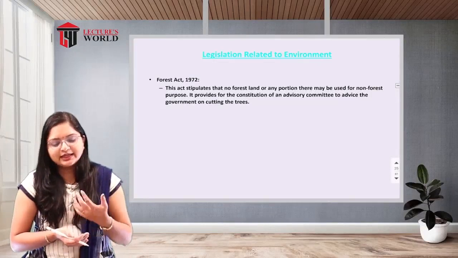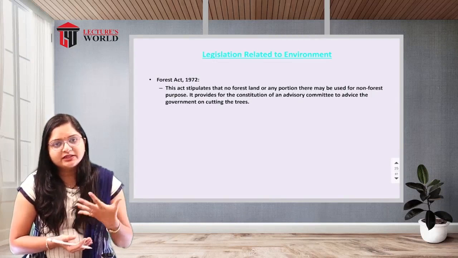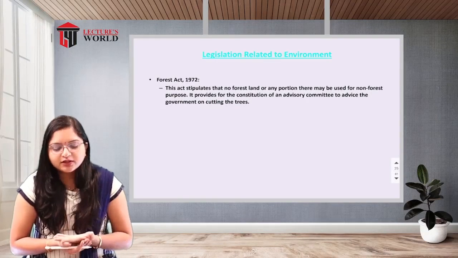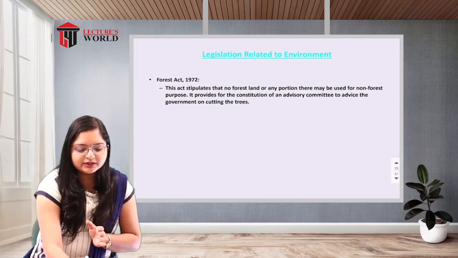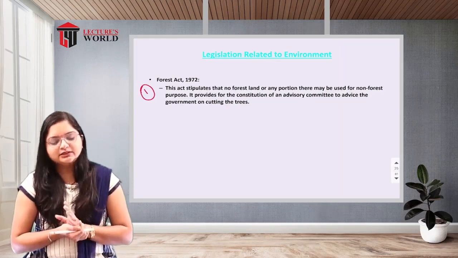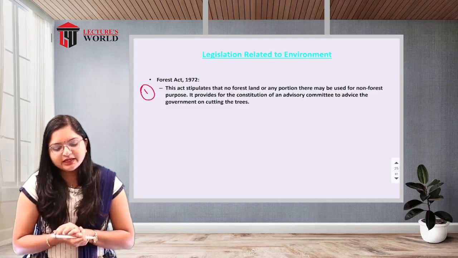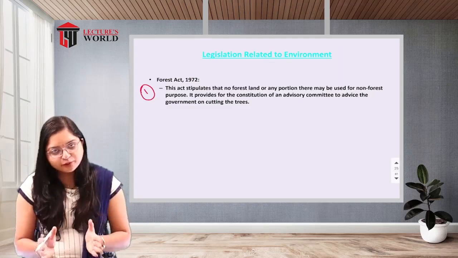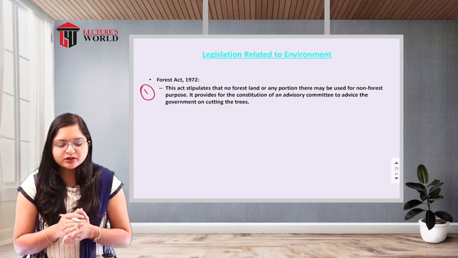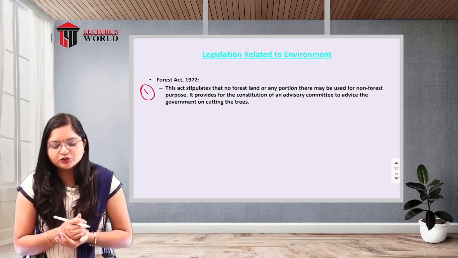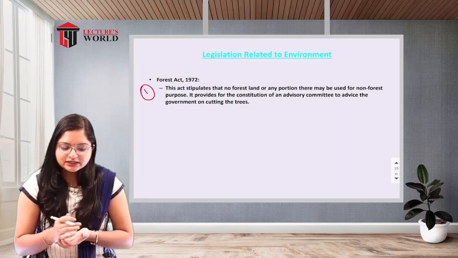Now we'll see the different legislations related to the environment. So in India, there are so many different legislations or laws for the betterment of the environment. In that, the first act which was formulated for environmental betterment was the Forest Act in 1972. This act basically stipulates that no forest land or any portion of the land may be used for non-forest purpose. It provides for the constitution of an advisory committee to advise the government on cutting the trees. So under this act, no one is allowed to cut the trees.